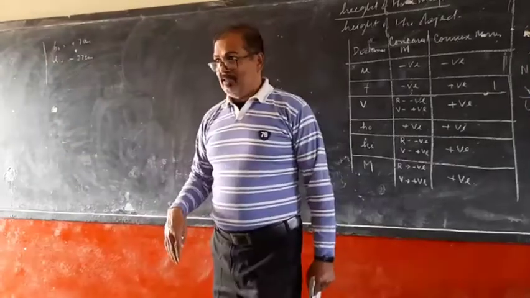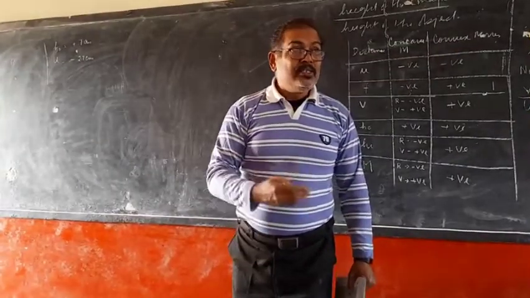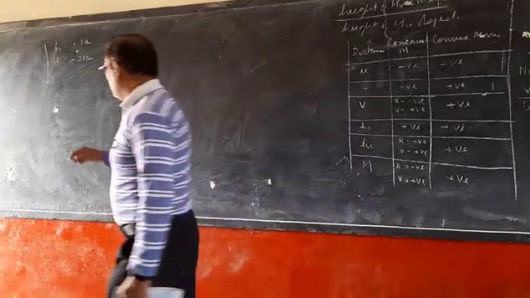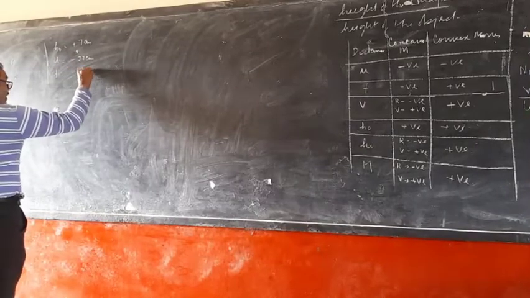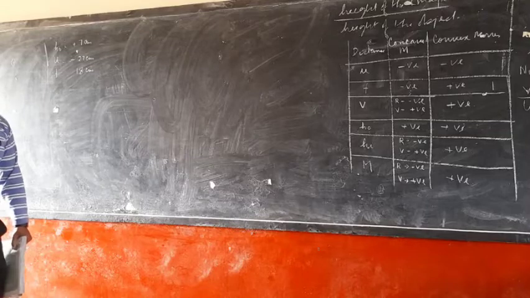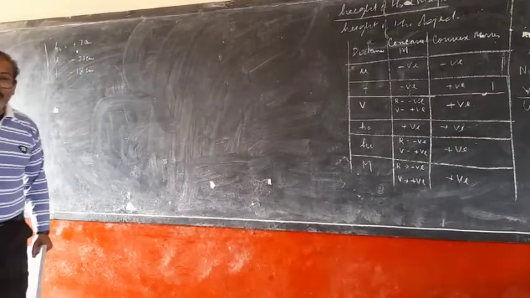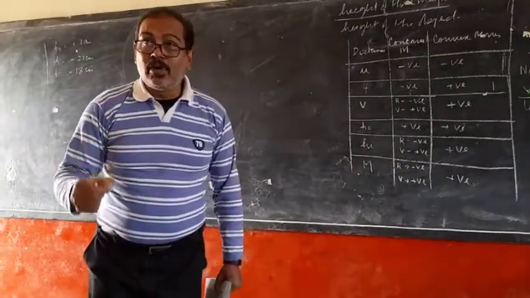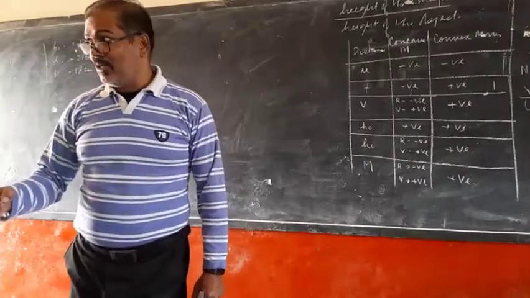Anyone? Rohan. What is this 18 centimeter? Focal length. So f is 18 centimeter. Is it positive or negative, and why? It is negative. Why is it negative? Because it is the focal length of a concave mirror.